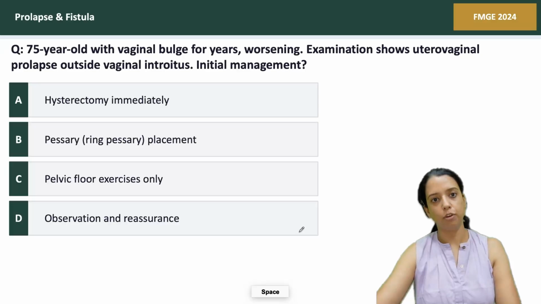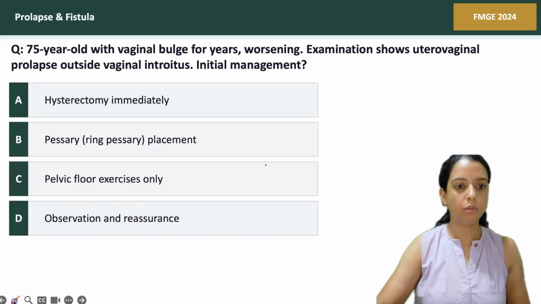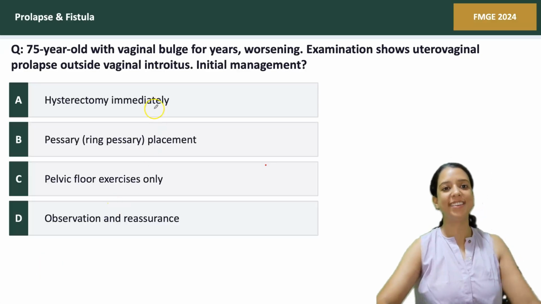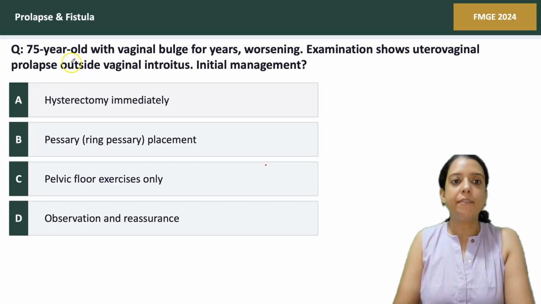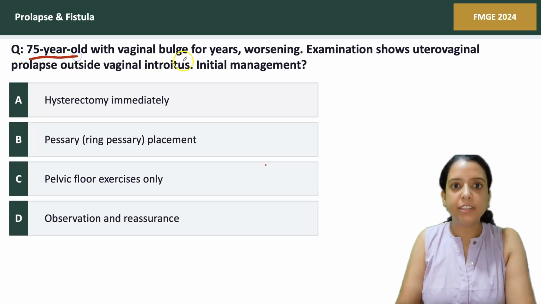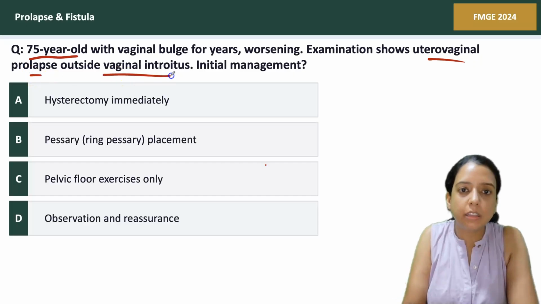Prolapse, fistula, and pelvic floor. So now the questions on prolapse. We will quickly finish it now. We are closing in on the finishing time now. A 75-year-old, she is quite old, with a vaginal bulge for years. Now examination shows uterovaginal prolapse outside the vagina.